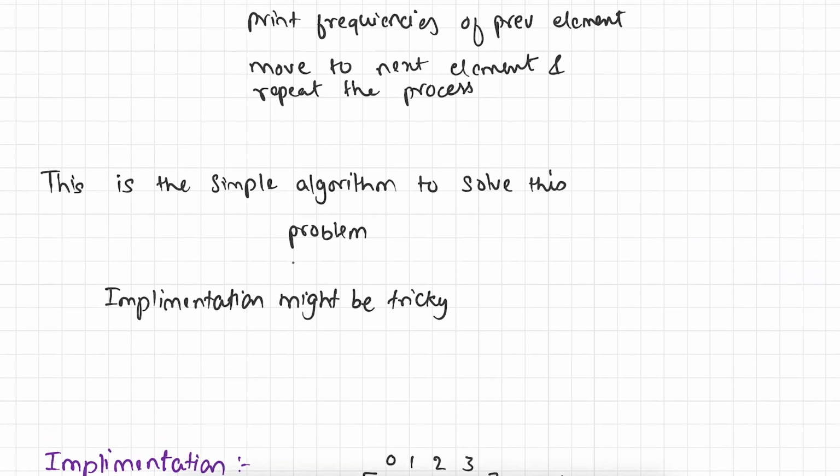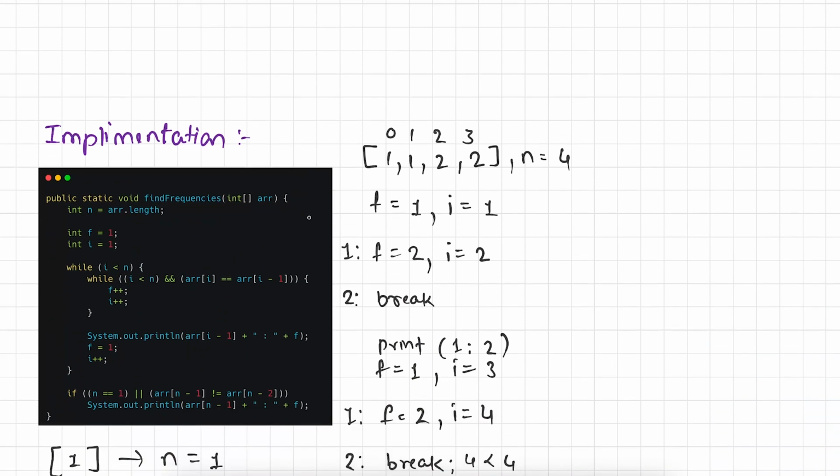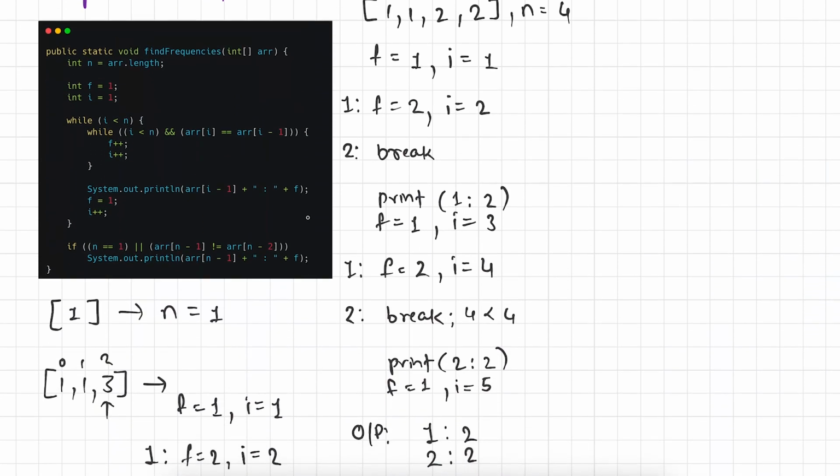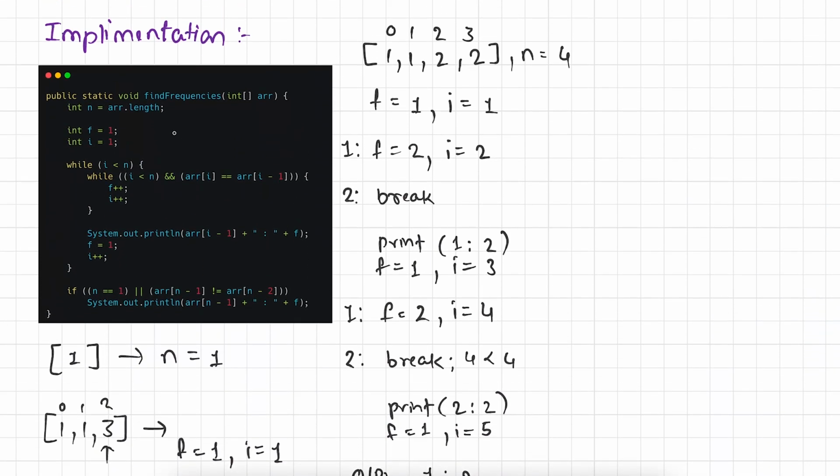Now this problem looks very easy, but implementation might be tricky. So let's see how we can implement this approach to solve this problem. So here you can see we have a function find frequency, and this function is taking an array as input. Okay, we are initializing two variables here. One is f is equal to 1 and i is equal to 1.